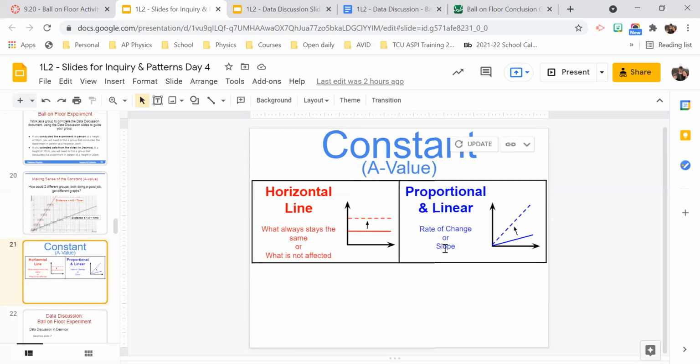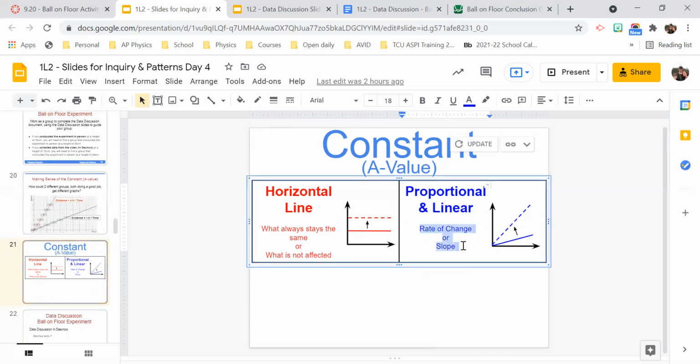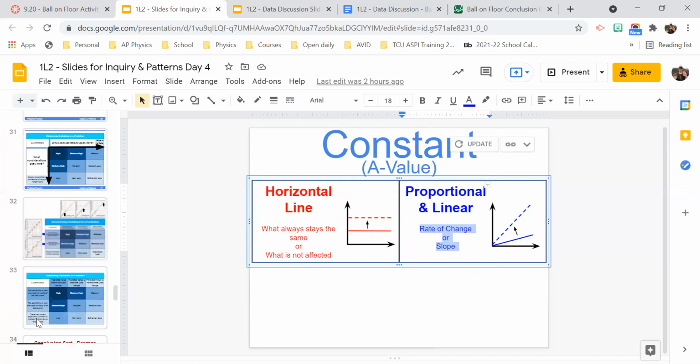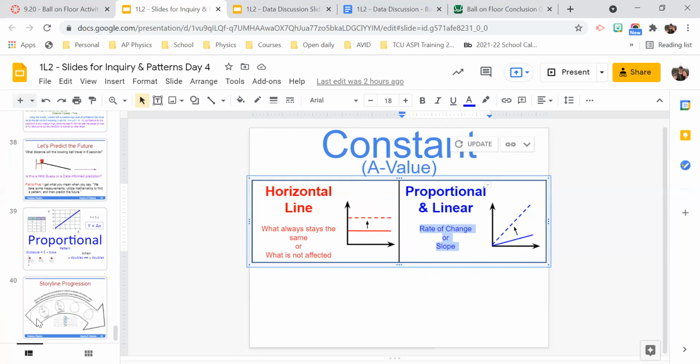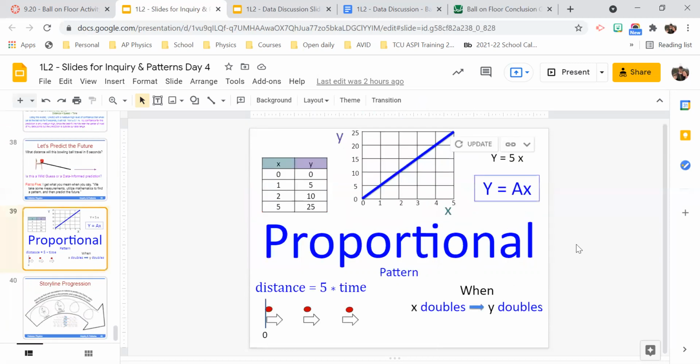Okay, so we can call it proportional or linear. And we are looking at a rate of change or slope. So you're going to draw the little hoop, draw the little graph, write that little statement. And then y'all are going to meet me on slide 39 and we're going to finish this up.